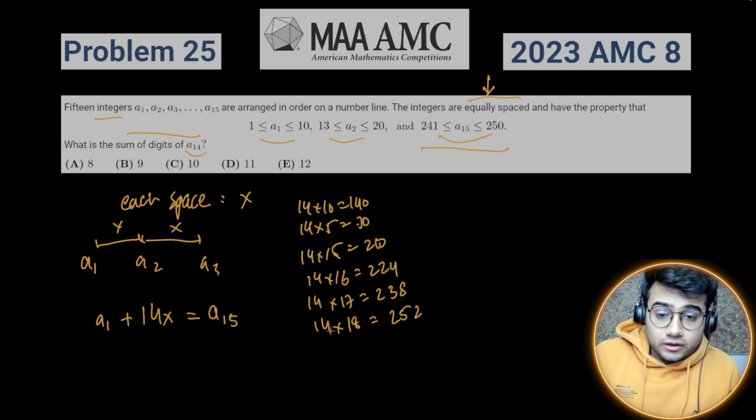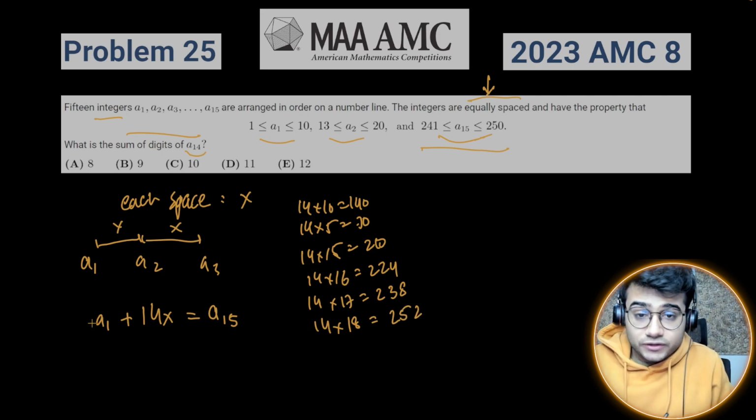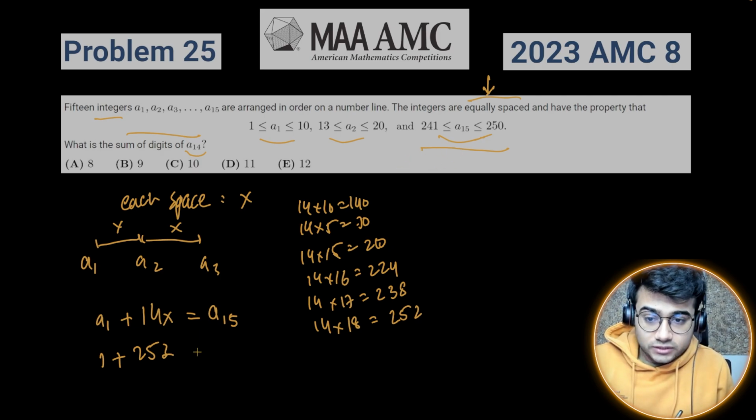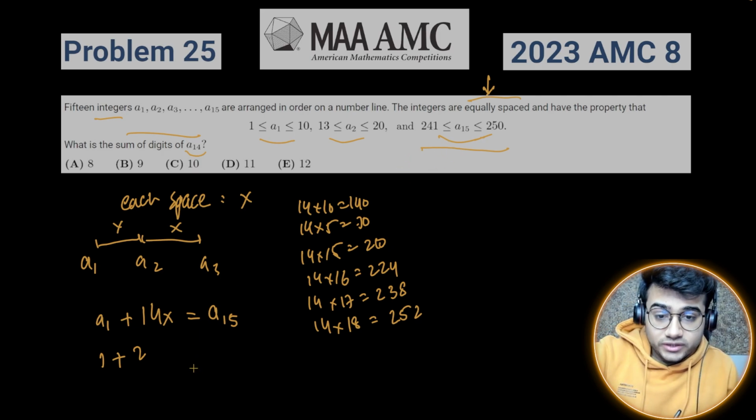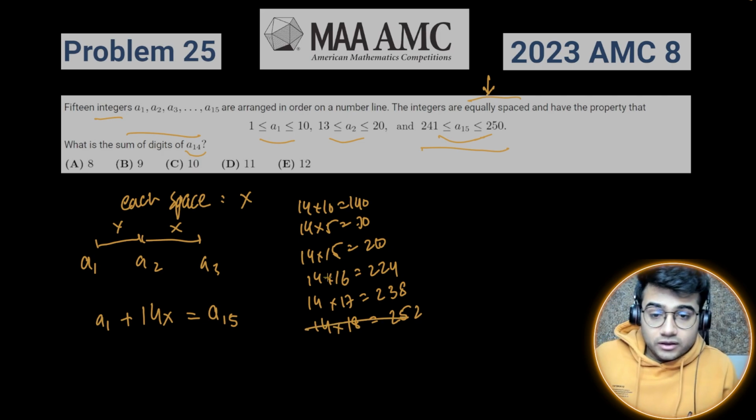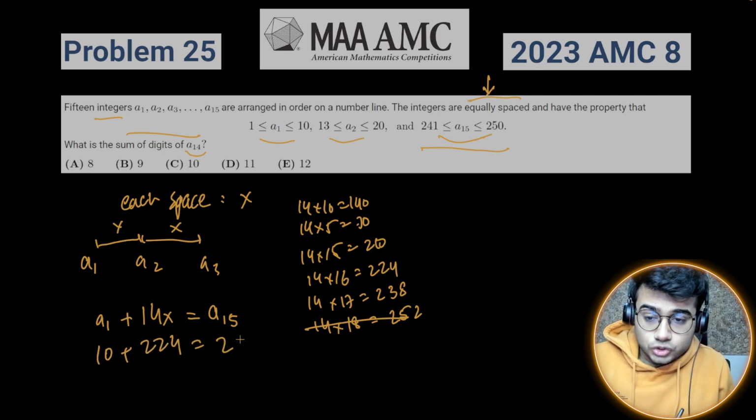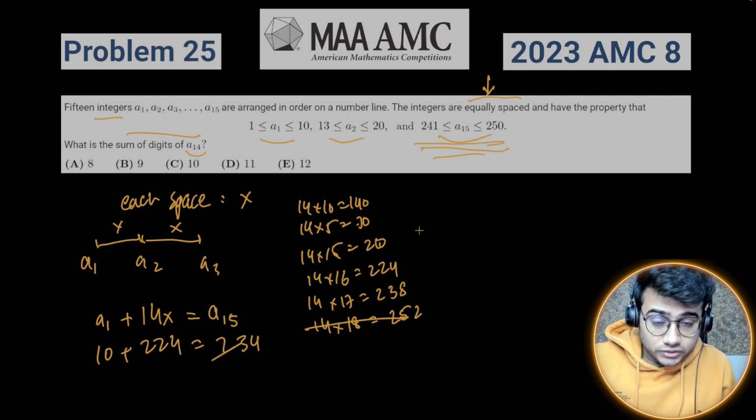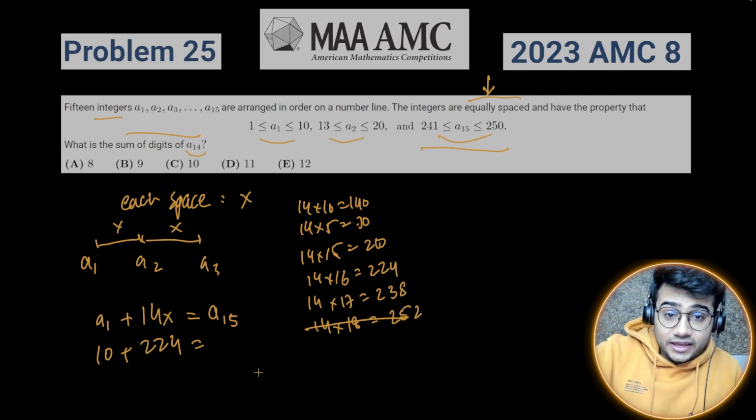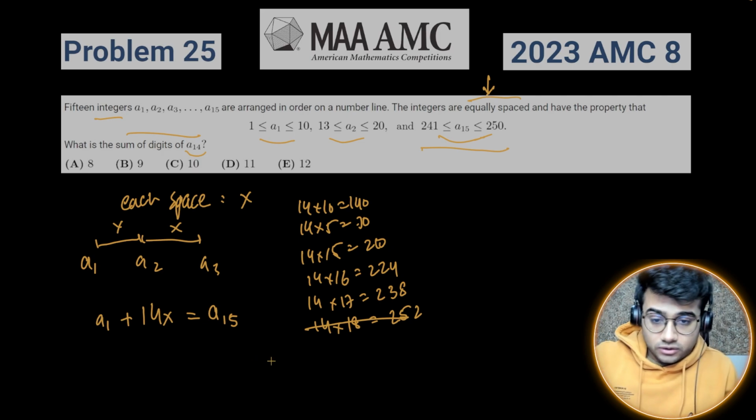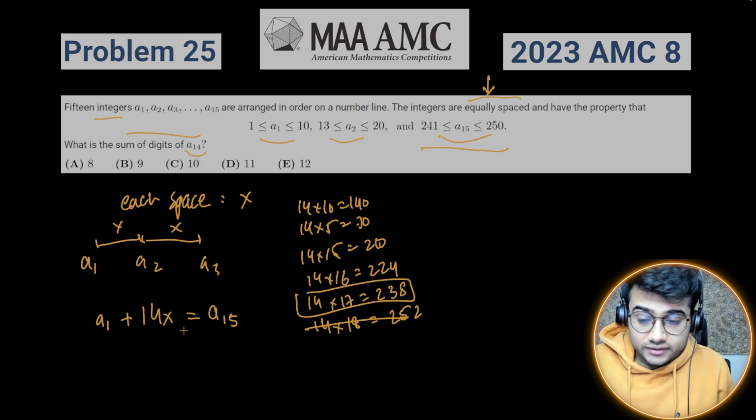Now, we know that x can't be 18 because even if we take the smallest value of a1, which is 1, and we add 252, well, a15 would be 253, and that's out of range. So it can't be 18, so we can cross that out. It can't be 16 either, because even if you take the highest value a1 can have, which is 10, plus 224, that gives us 234, and that's still not in the range of a15. So that means we now know that x is going to be 17, and that changes everything because now we know what the gaps are. So we can say that x is 17.